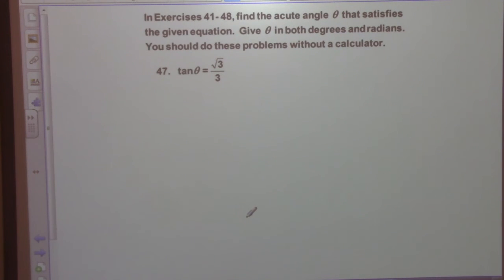Okay. So now we're to tangent theta equals square root of 3 over 3. And before I spin on this, I'm going to tell you that this could also be written as 1 over square root of 3 is another way you could write it. Okay?